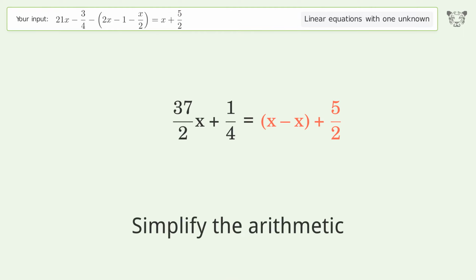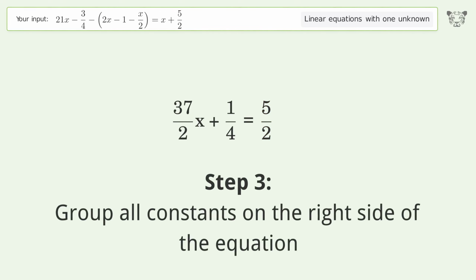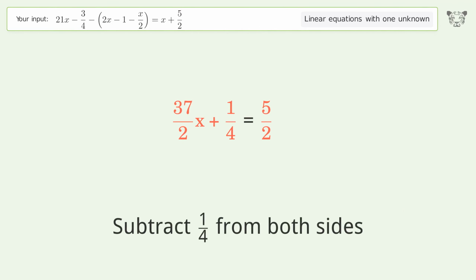Simplify the arithmetic. Group all constants on the right side of the equation. Subtract 1/4 from both sides.